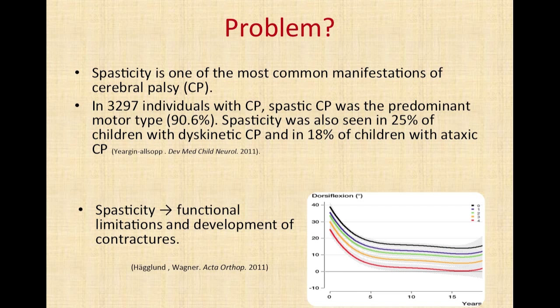Spasticity can interfere with range of motion, resulting in functional limitations and development of contractures. Another study showed that spasticity was significantly related to the development of muscle contracture, which was measured as reduction in range of motion. As you see in the picture, the range of dorsiflexion of the ankle joint decreased during the first 18 years of life, and the range of motion of dorsiflexion was lower in children with a higher level of spasticity when measured by the Ashworth scale.